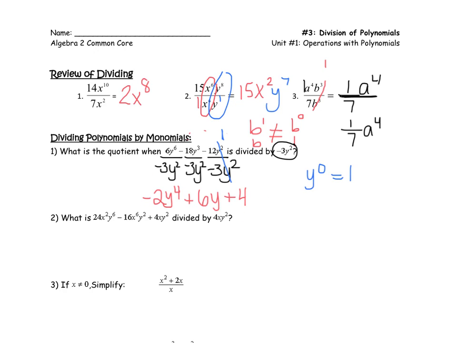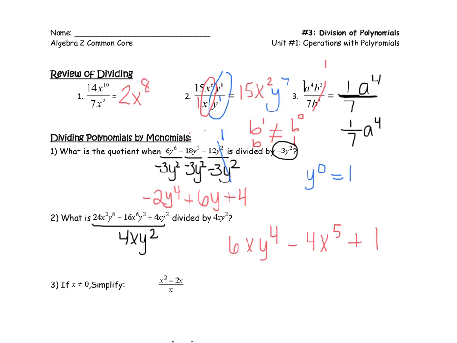Okay, if you prefer not to write it all 3 times, and just like example number 2, write it all as 1, just know that you're dividing each of the 3 pieces. So pause the video, try to see if you can get the same answer that I do for number 2. Okay, your answer for number 2 should be 6xy to the 4th minus 4x to the 5th plus 1.